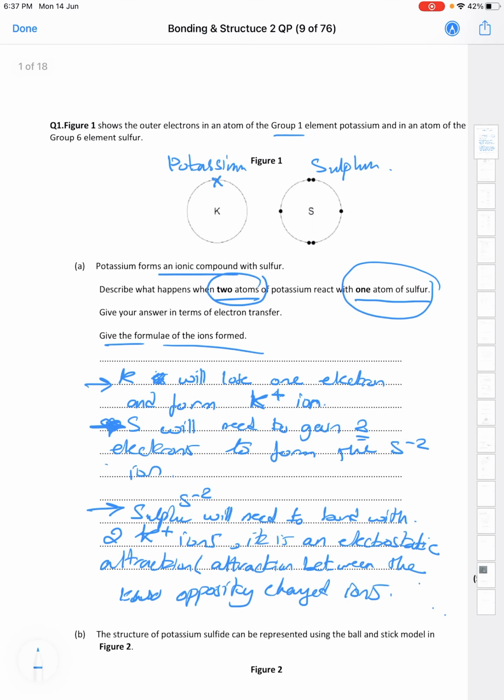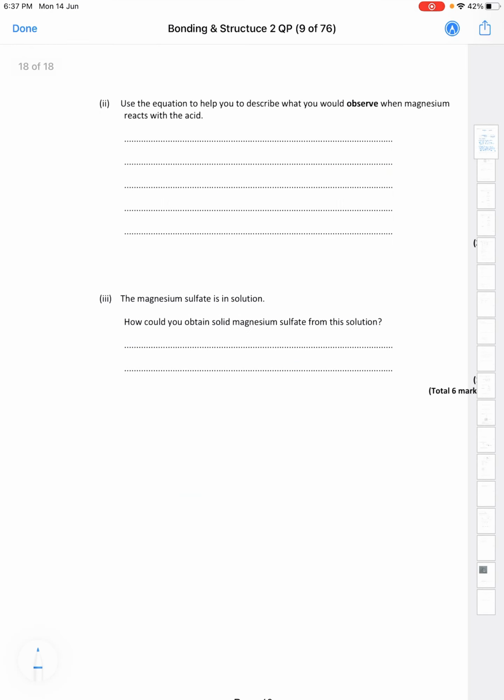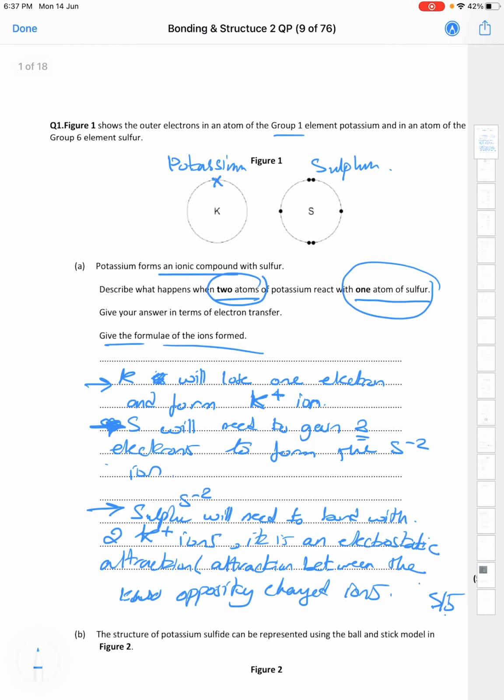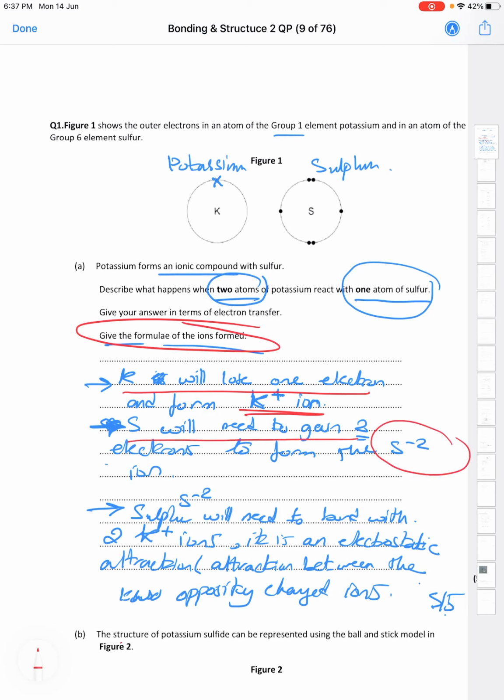Yeah, that's a 5 mark question. And then you gain your 5 marks. Easy peasy. Then you get your 5 marks because here we mentioned all the key points or the keywords. That potassium will lose 1 electron to form the type of ion. They already want you to mention the name or the formula of the ion. Sulfur will gain 2 electrons to form the S2-, and then talk about the attraction between the 2 oppositely charged ions to form the ionic bond.